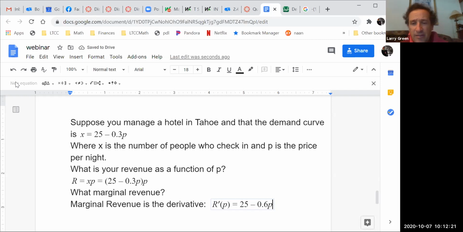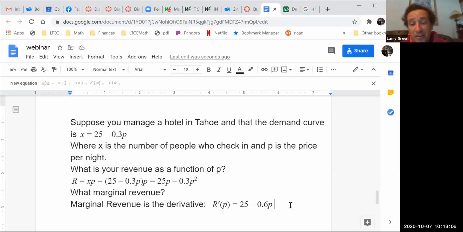Did I lose you on that, or shouldn't I do it in my head? Do you need the steps? That's pretty straightforward. So it's 250p minus 0.3p squared, and then I just took the derivative. And there's your marginal revenue. What that tells you is, if you change the price a little bit, how much do you expect your revenue to change? You want to get more and more money, right? Is that clear?